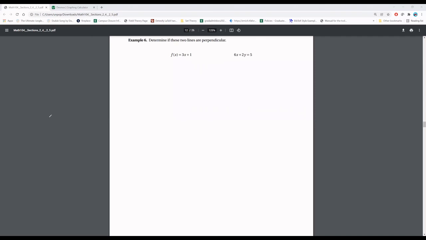All right, let's try it again. Grab the slope of this thing. It's already written in slope-intercept form. We've seen that before. It's the coefficient on x, so it's 3. We'll rewrite this one. I'll subtract 6x from both sides. That gives me 2y is equal to negative 6x plus 5. I will divide every term by 2.